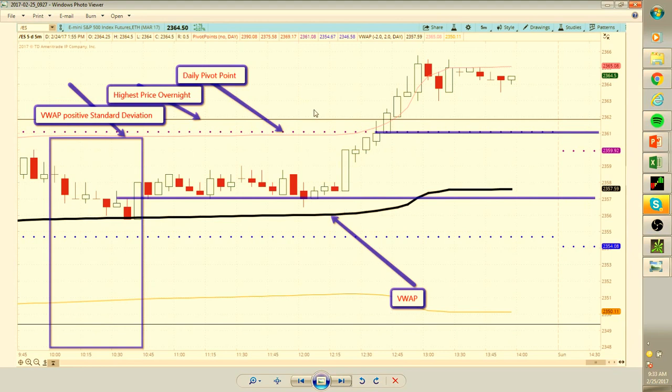This black area is the highest price overnight. That's important. And this is the daily pivot point, which is also important. And so this deviation, VWAP area is a home base, pivot's a home base. So markets like to go there and like to test there and like to move from pivot to pivot and from VWAP to standard deviation and so on and so forth.